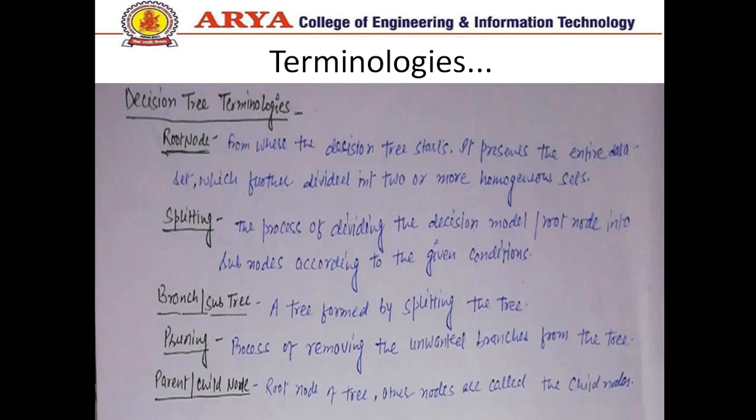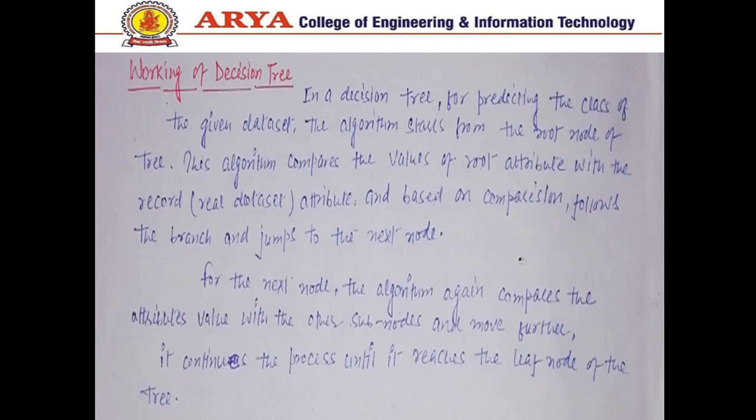Now there are some terminologies related to decision tree. We have root node, splitting, branch, pruning, parent or child node. The root node, as we all know, is the parent node or starting node of the tree. Splitting is the process of dividing the root node into sub-nodes according to the given conditions. Branch or subtree is a tree formed by splitting the tree. Pruning is the process of removing the unwanted branches or data from the tree. Parent or child node: the root node of the tree is the parent node, and other nodes are called the child nodes.